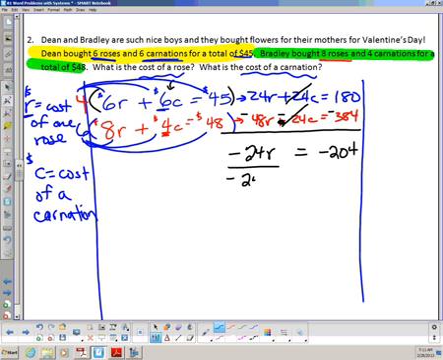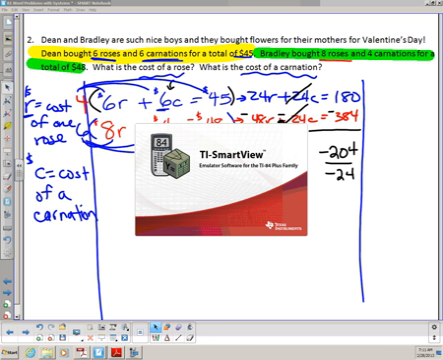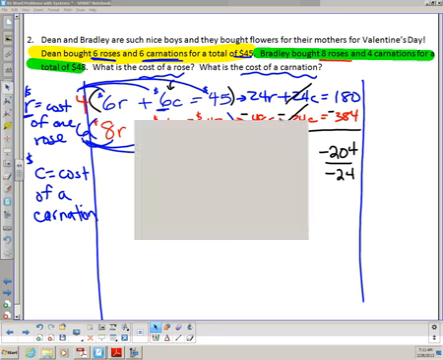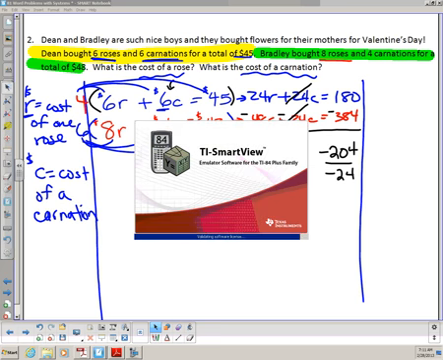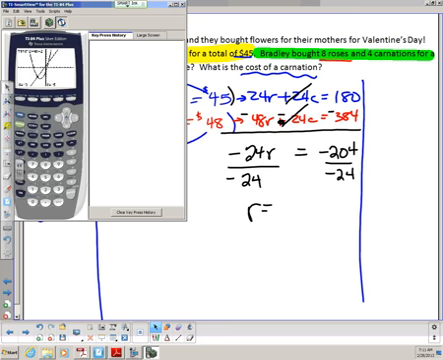Divide by negative 24. And R turns out to be, I believe, a decimal. So let me get my calculator up here. I don't feel like doing long division. Neither do you. And wait and wait and wait for this calculator to load up. In the meantime, we're going to get R, the cost of a rose, and then we can plug back in to get the cost of a carnation. And then we'll be set, and Bradley and Dean will know how much money they have to save for their mothers for Valentine's Day. So let's take a look here.